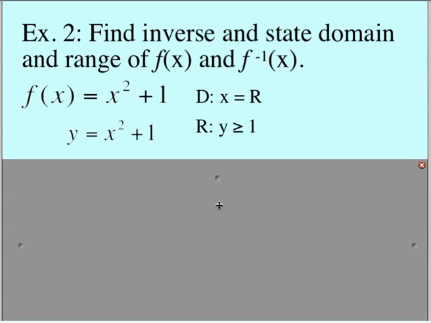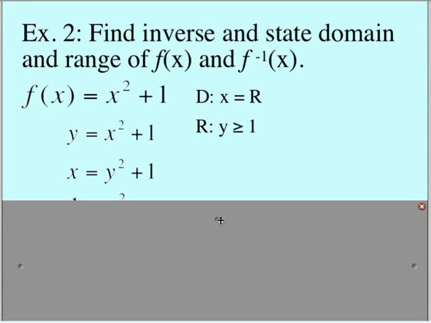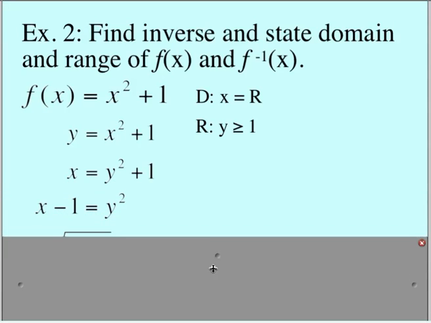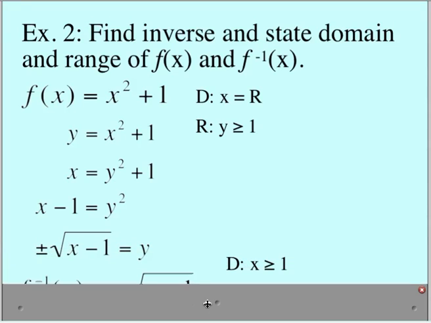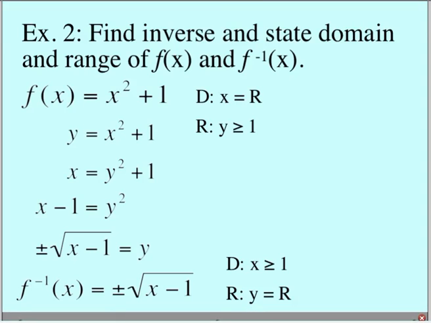I'm going to interchange my x and my y, so that I get x equals y squared plus 1. Then to get y by itself, I have to subtract 1 from both sides, and then I have to take the square root. And you'll notice I did the plus and minus out in front. And then replace the y with the f to the -1 of x. And then find the domain and range.